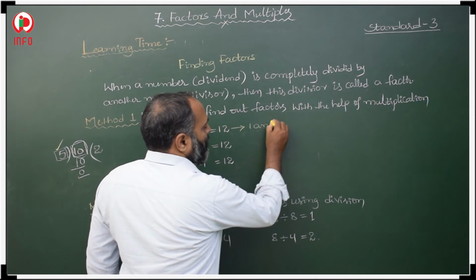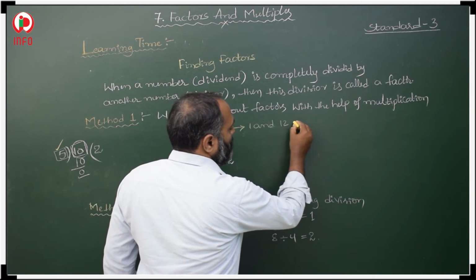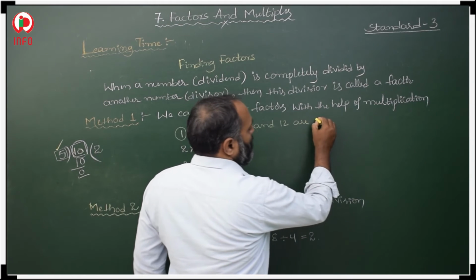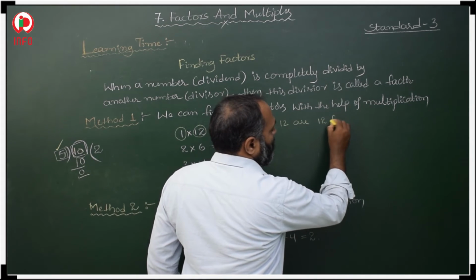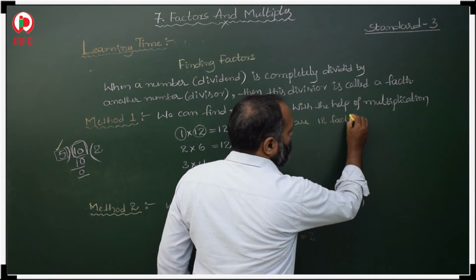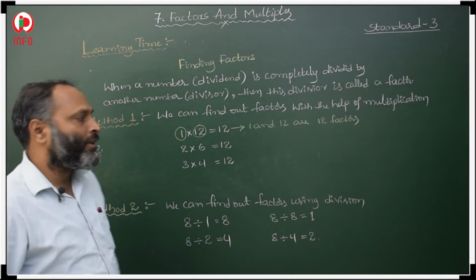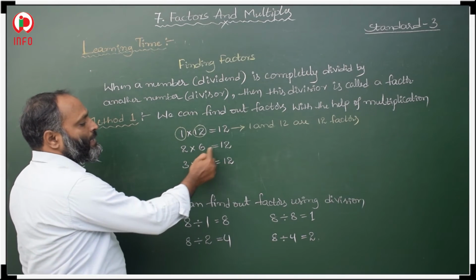1 and 12 are 12 factors. Next, 2 6s are 12.